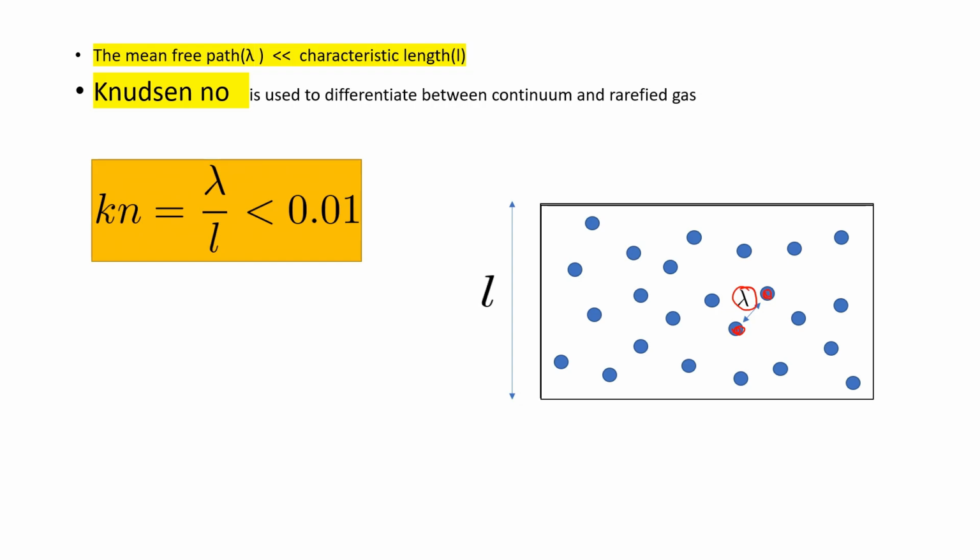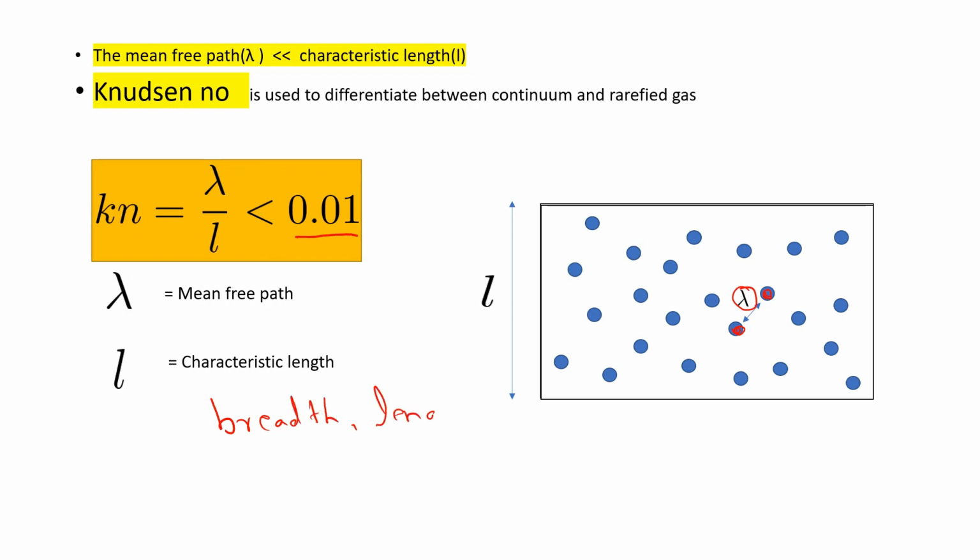So if the Knudsen number is less than 0.01, then you can make the continuum idealization. And if the Knudsen number is more than 0.01, a rarefied approach should be taken. Here lambda is the mean free path and L is the characteristic length, which can be either breadth, length or diameter.